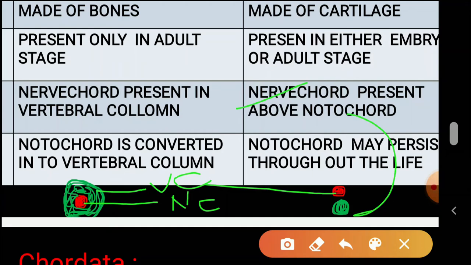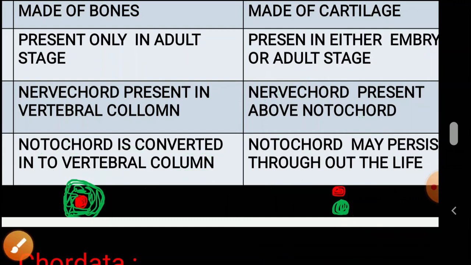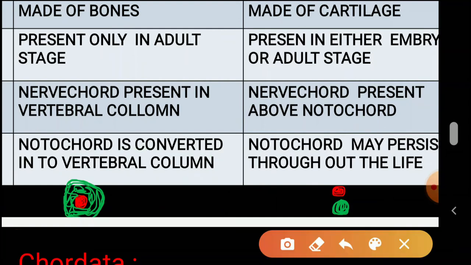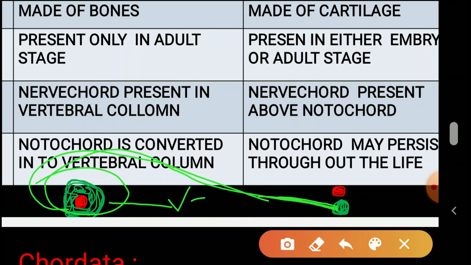Next, notochord is converted into vertebral column. Remember, this is a very important part: the notochord which is present before birth is converted into vertebral column after birth. Before birth it is present as a notochord, but after birth this notochord is converted into vertebral column.